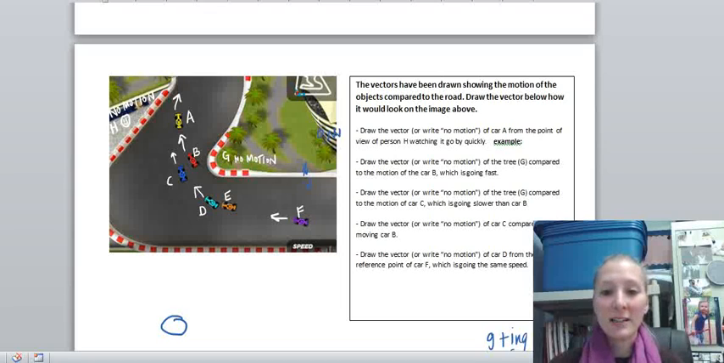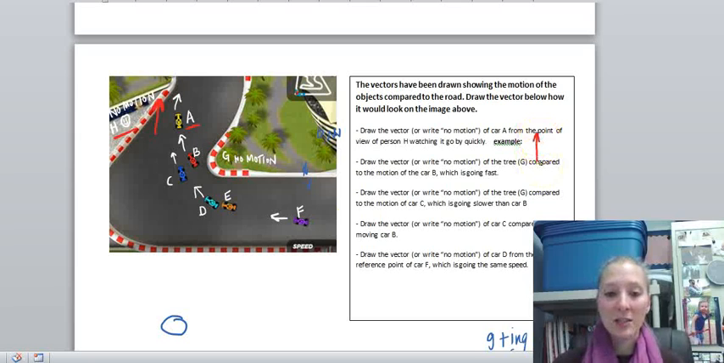The first scenario is asking us to draw a vector or write no motion of car A from the point of view of the person H watching it go by quickly. So here's person H, and here is car A. If person H is standing there and watching car A, just imagine, close your eyes for a second. What would it look like as if they were zooming past? Which direction? Well, to person H, it would be going in this direction. And I drew my vector really long because person H is standing still, so the car is going to seem to go very quickly by. Now, what I wanted you to do was to replicate the direction of that arrow over here.